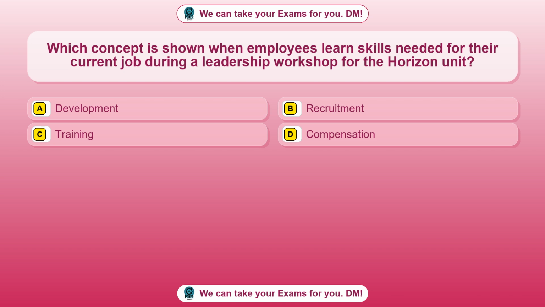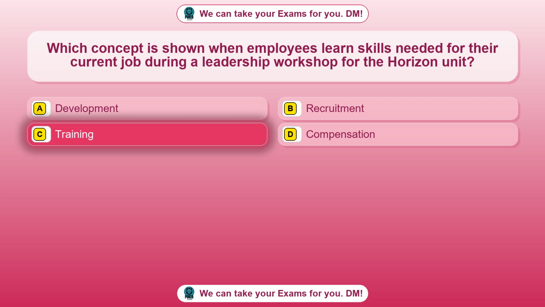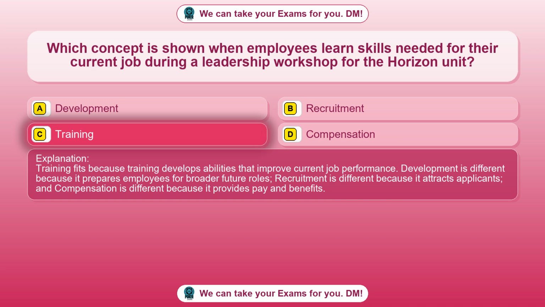Option B, recruitment. Option C, training. Option D, compensation. The correct answer is option C, training. Training fits because training develops abilities that improve current job performance. Development is different because it prepares employees for broader future roles.